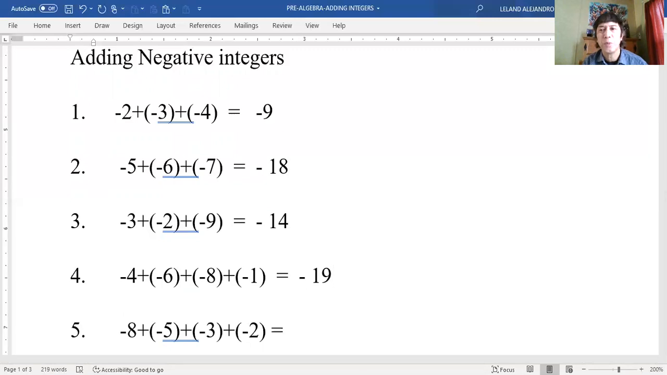And then for our number 5, still addition of negative numbers, negative integers. We have negative 8 plus negative 5 plus negative 3 plus negative 2. What should be our answer? All right, let's begin. Negative 8 plus negative 5, that's negative 13, plus negative 3, that's negative 16, plus negative 2, that's negative 18. So our answer here is negative 18.